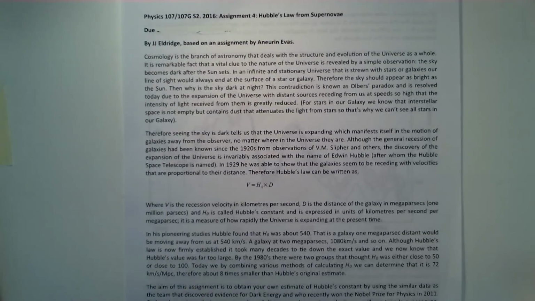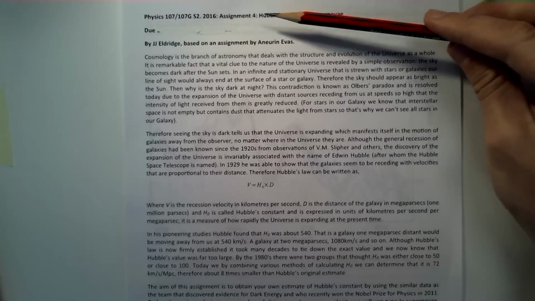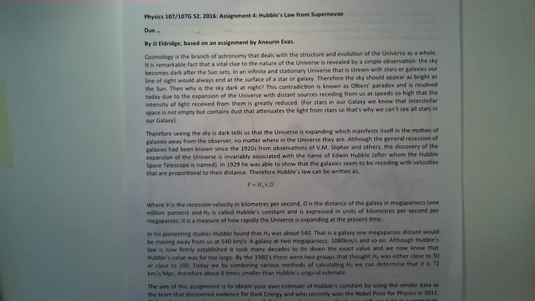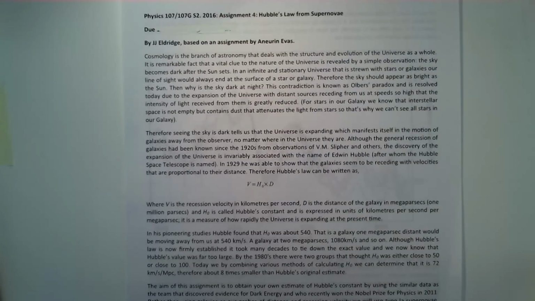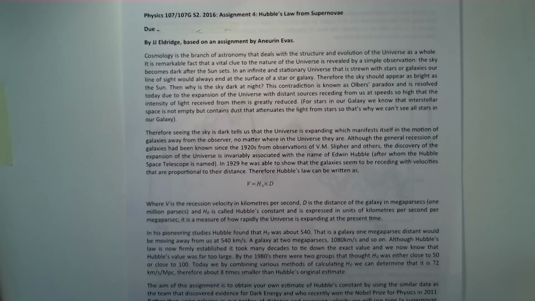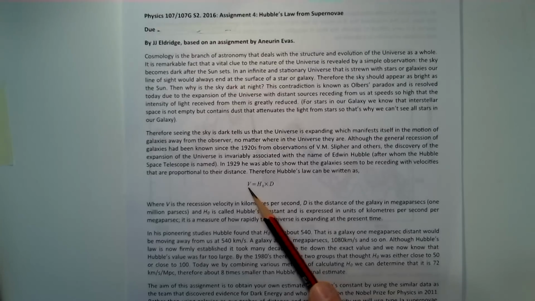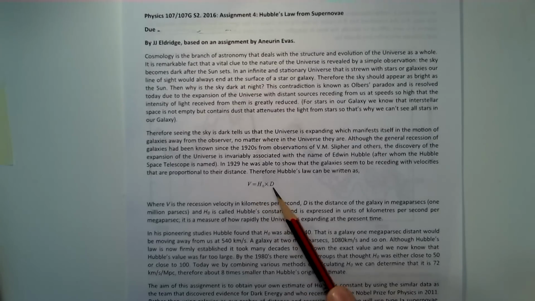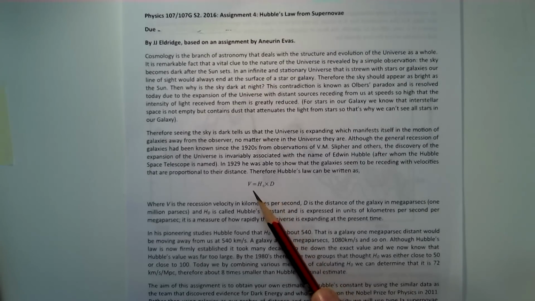This is a short video to help you get started with assignment 4, Hubble's law from supernovae. From lectures you've learnt that the universe is expanding and objects in the universe are moving away from us with a recession velocity, a speed, depending on how far away that object is. That relationship is Hubble's law. So the speed at which an object is moving is related to how far away that object is, and it's related by the Hubble parameter or Hubble's constant.